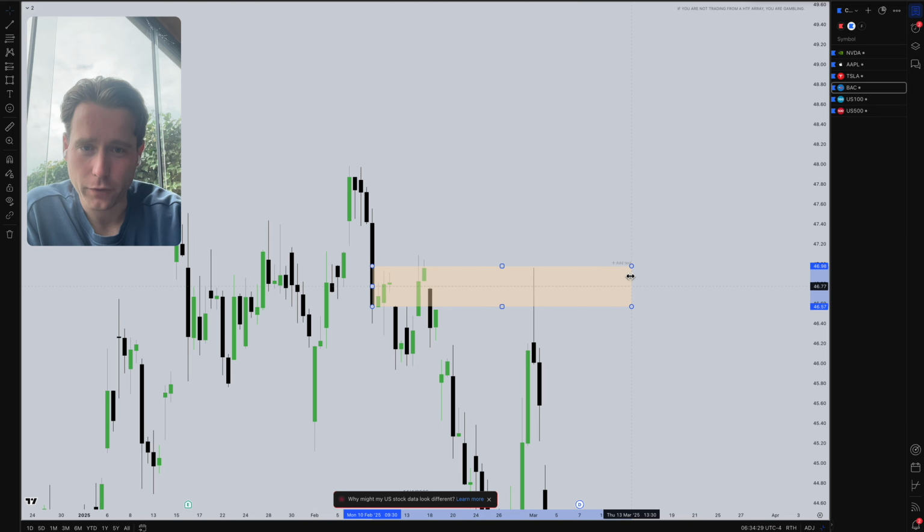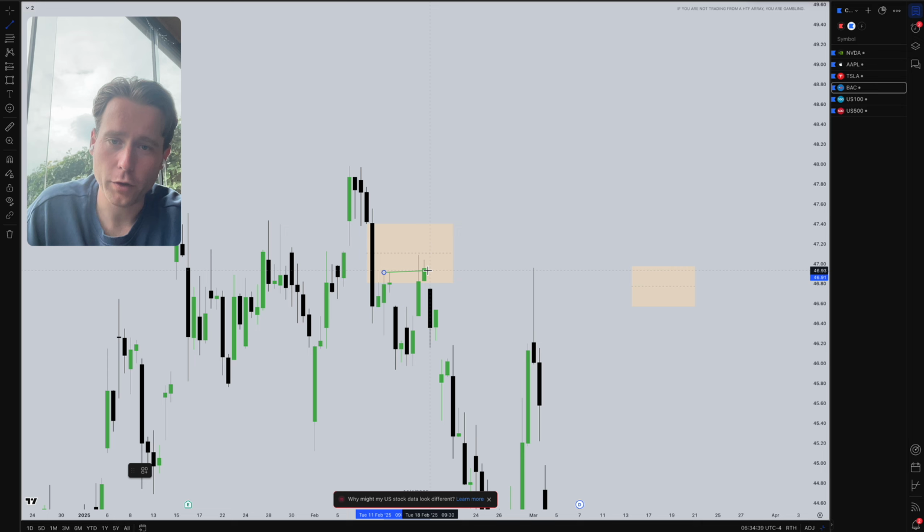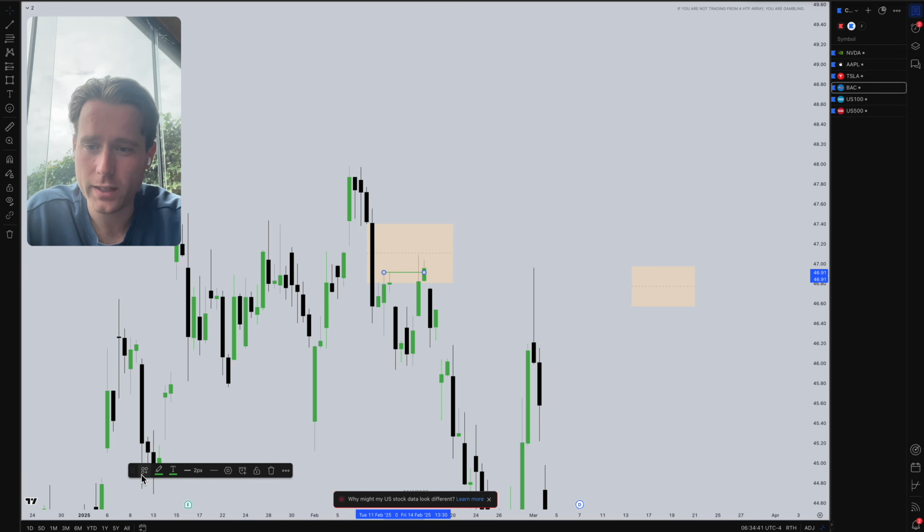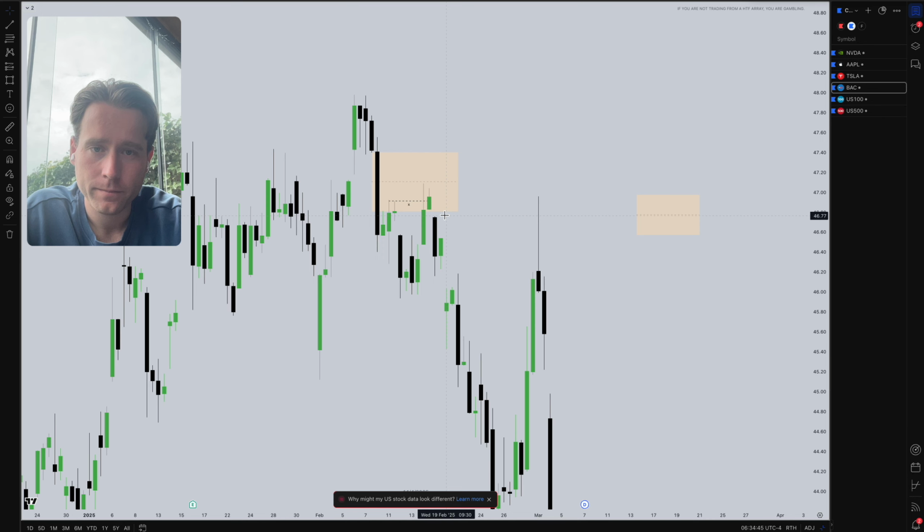There was the weekly fair value gap. Let's ignore this for now, only using the 4 hour. Let's see here, 4 hour fair value gap. Inside this 4 hour fair value gap, we have a turtle soup, a little liquidity sweep inside a key level before moving lower.